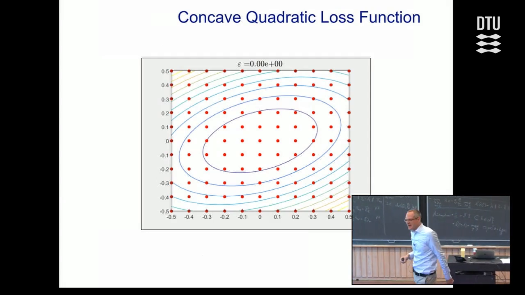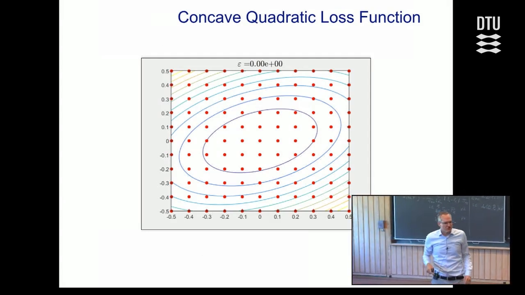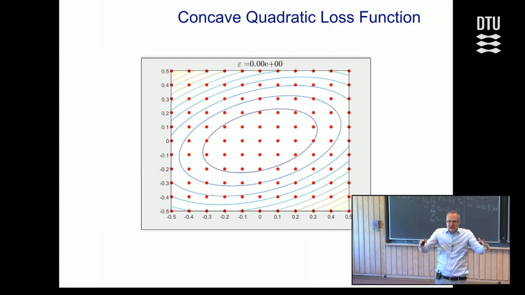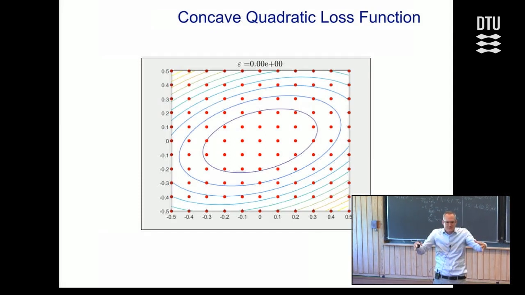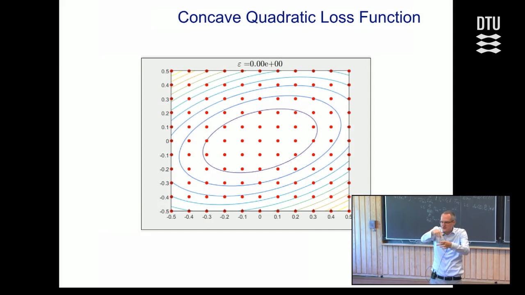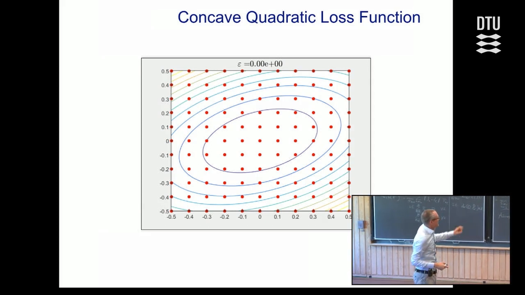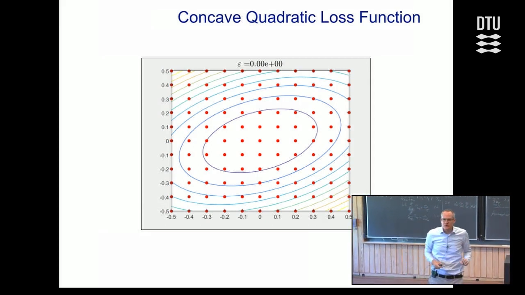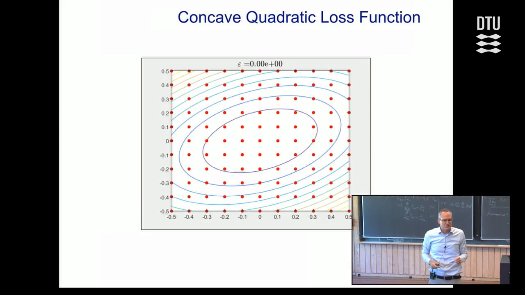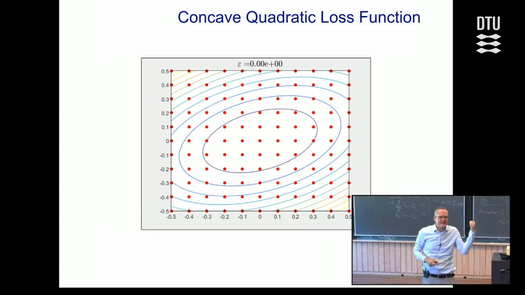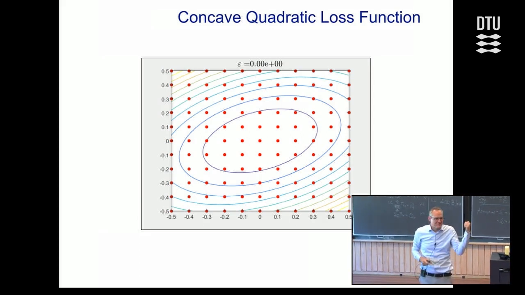So here, the loss function is a quadratic function that is concave. It looks like that, right? And the maximum of the function is in the middle. So the ellipsoids here represent the level sets of this loss function. Now, the red dots here represent the samples of my empirical distribution. Of course, they're not randomly selected, right? I just put them on a grid neatly so that we can better see what's going to happen.